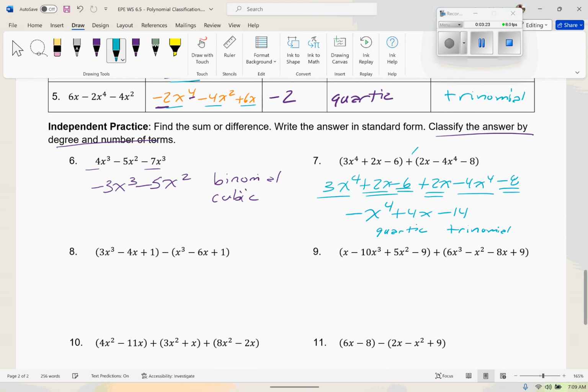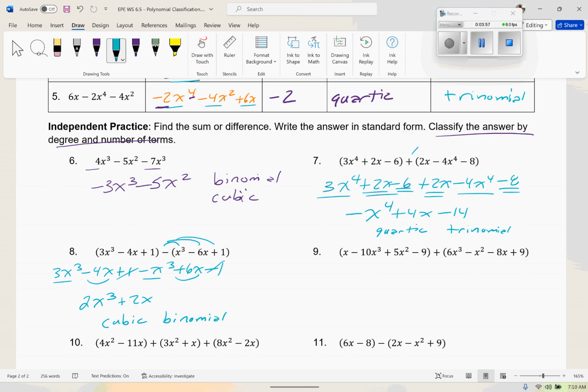Number 8, we want to make sure we distribute the negative across. I can drop the first set of parentheses without changing any of the signs. But on the one on the right, change all of the signs. And then we're going to combine like terms. So that's going to give me 3 minus 1 is 2x to the third. And then I have minus 4 plus 6, so that's plus 2x. And then the ones actually cancel each other out. So this is raised to the third power, so it's cubic. And there's two terms, so it's a binomial, cubic binomial.